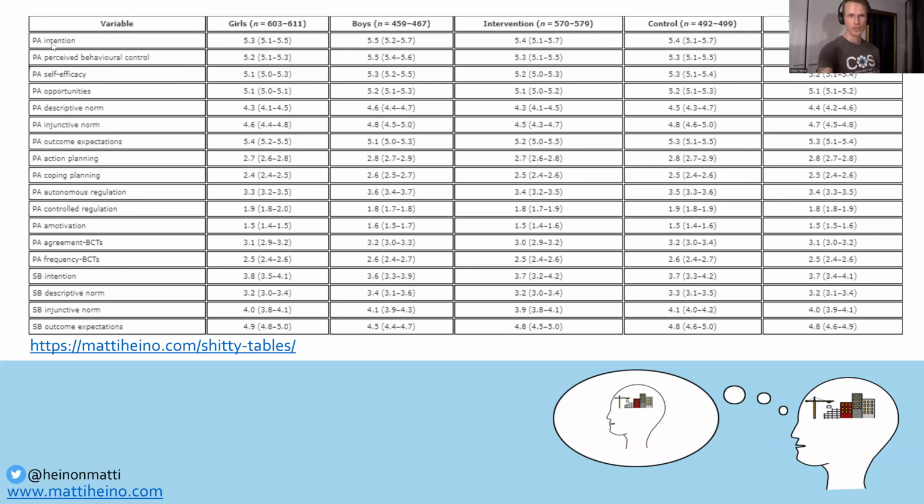So PA, in this case, it's physical activity. So this is intention to do physical activity. And so this is a survey, and I have personally done this, I admit. And I also must admit that I did that partly out of spite, because I was really getting frustrated with how little I could understand when I saw this in research papers.